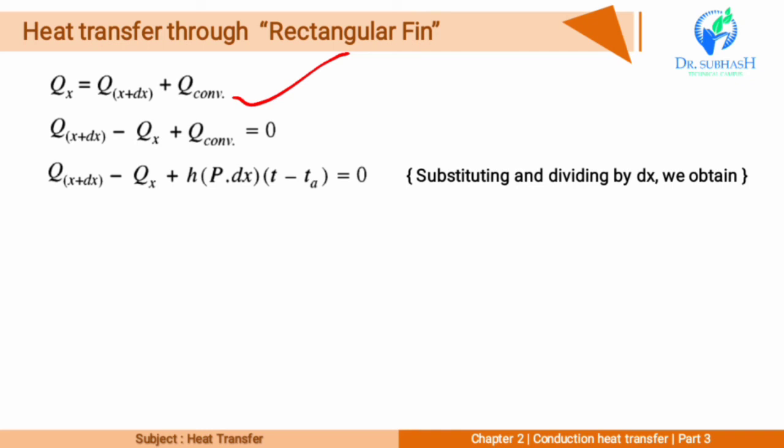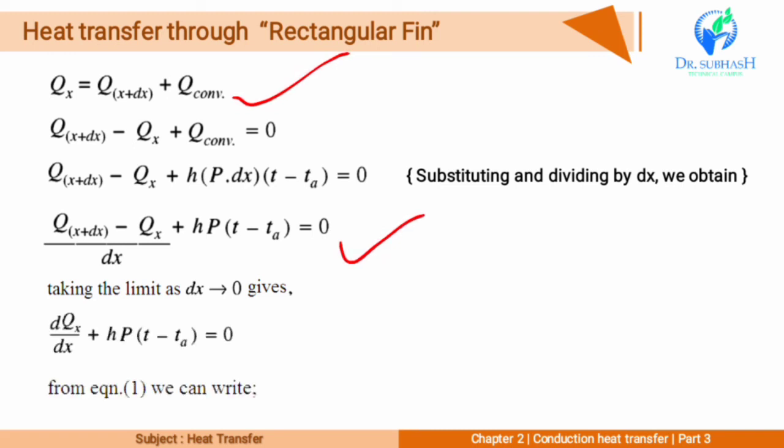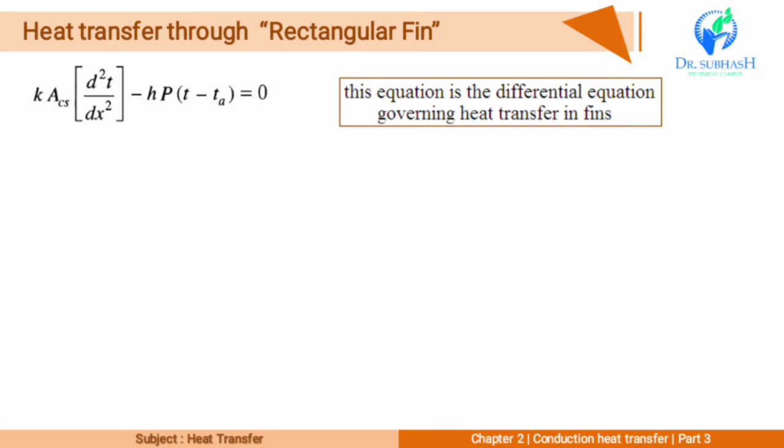Substituting and dividing by dx, we obtain Qx plus dx minus Qx divided by dx plus h into P, that is perimeter, into T minus Ta is equal to 0. Taking the limit as dx tends to 0 gives dQx divided by dx plus hP into T minus Ta is equal to 0. From equation number 1, putting the value of Qx, we get kA inside the bracket d square T by dx square minus hP into T minus Ta is equal to 0.